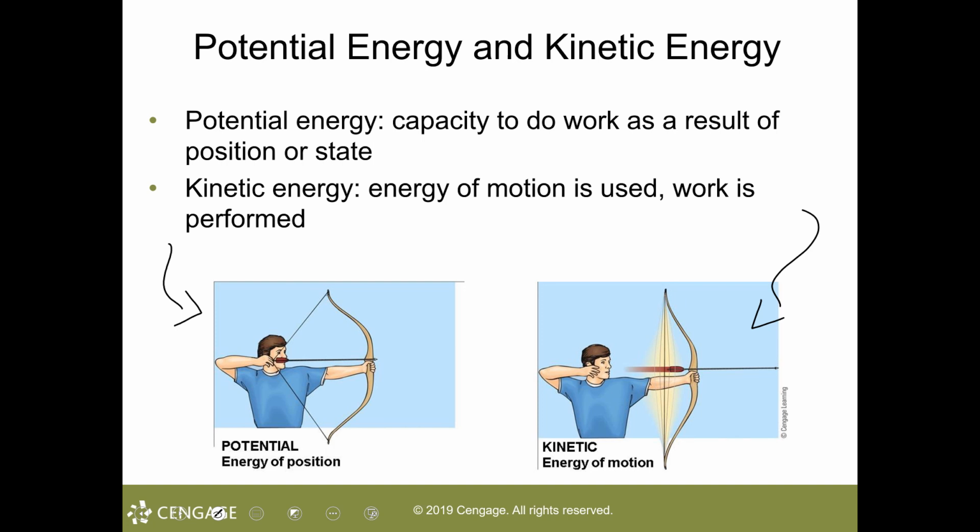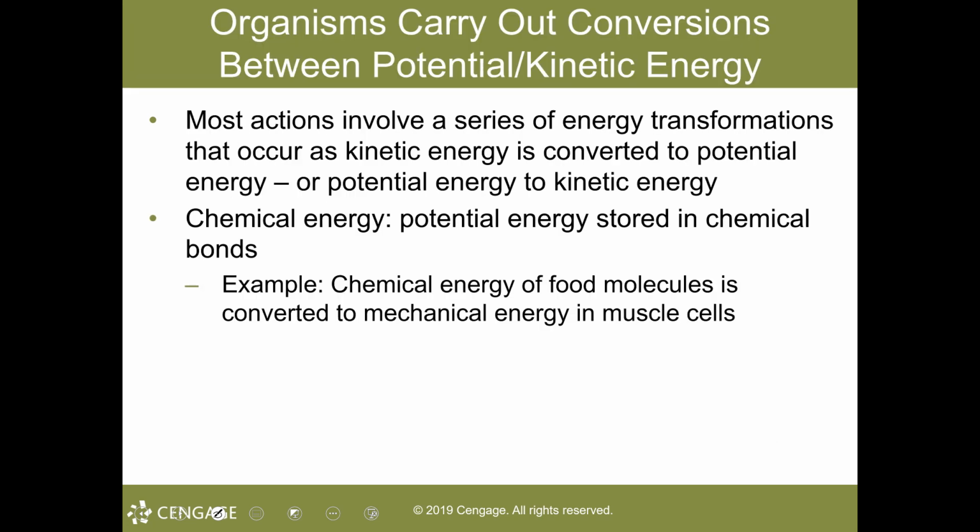So most actions of organisms involve a series of energy transformations that occur as kinetic energy is converted from potential energy, or, of course, as potential energy is converted into kinetic energy. What's a bit different here is what I'll get to with chemical energy. Chemical energy is the potential energy that's stored in chemical bonds, so it is of particular importance to organisms.